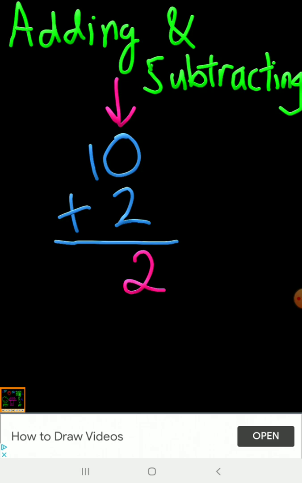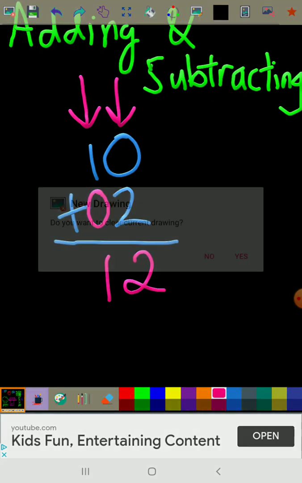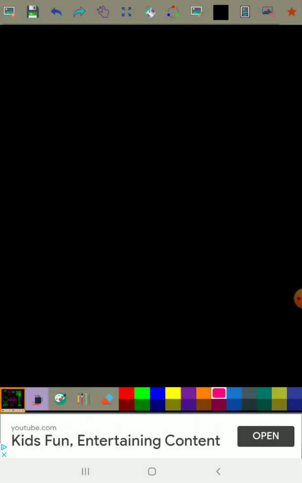And then we'll go to the next column. 1 plus, there's no number here, so it's technically 0. 1 plus 0 is 1. That's how you know 10 plus 2 is 12. But what happens when you get bigger numbers? So here's another example.